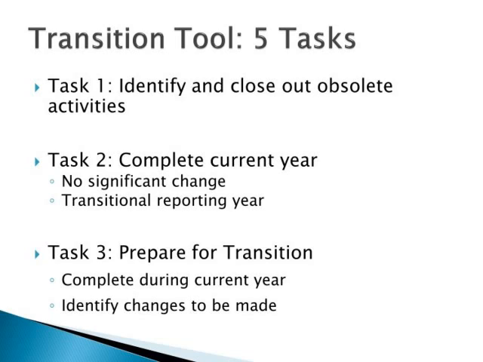Task 2 is to complete your current accomplishment year using whatever structure you currently have in place. This is considered part of your transitional reporting in that you will have to complete accomplishment screens in IDIS in order to close out your activities, and you will also have to complete a paper-based report. Task 3 is to prepare for the transition by identifying what changes you will need to make to accommodate the new structural requirements for HOPWA in IDIS, and then create a plan internally for implementing those changes.